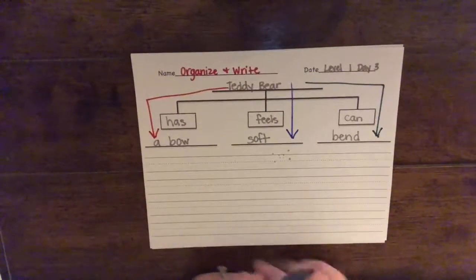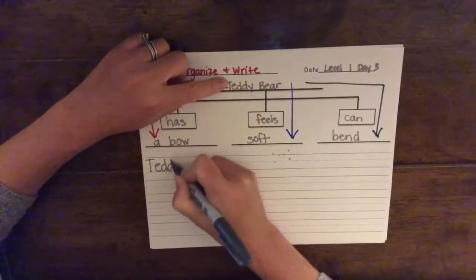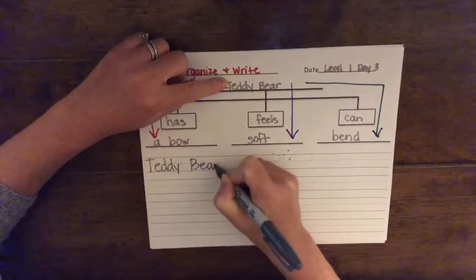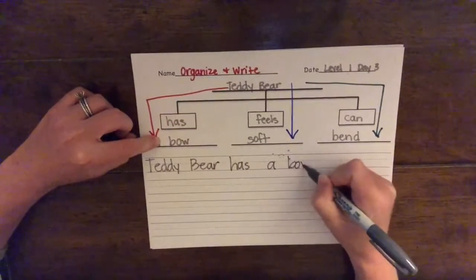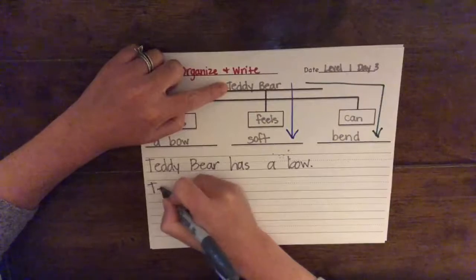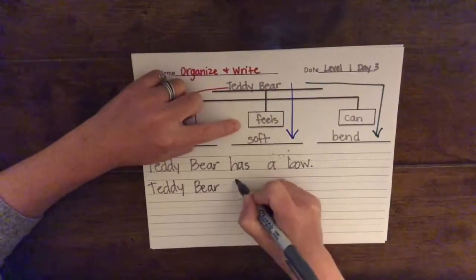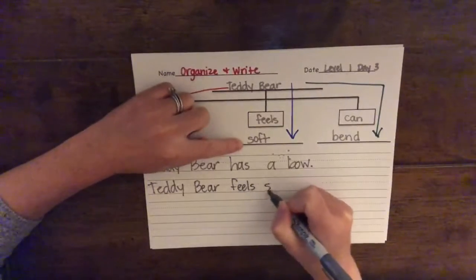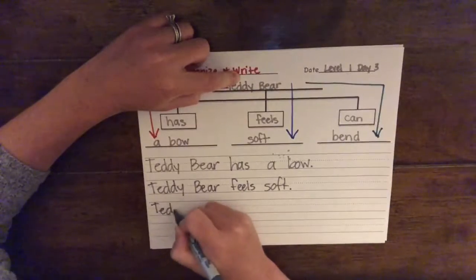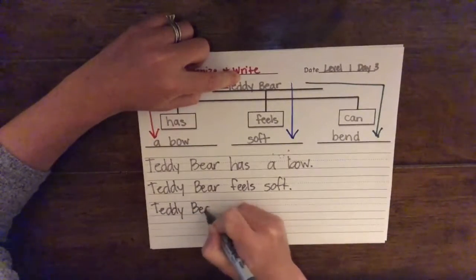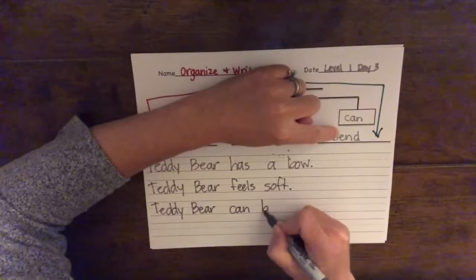So then they write this by themselves, and hopefully they start with their capital, reminding them, okay, teddy bear has a bow. Teddy bear feels soft. Teddy bear can bend.